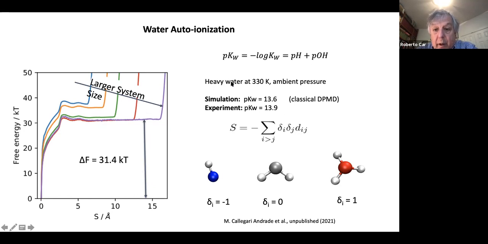And now we do this system here at 330K, ambient pressure, and using a deep potential model based on the SCAN functional. What we get for the pKw for heavy water, we did the comparison with heavy water rather than light water, even though for us it would be the same to use one or the other, simply because this is based on classical simulation and heavy water should be closer to the result of the simulation.